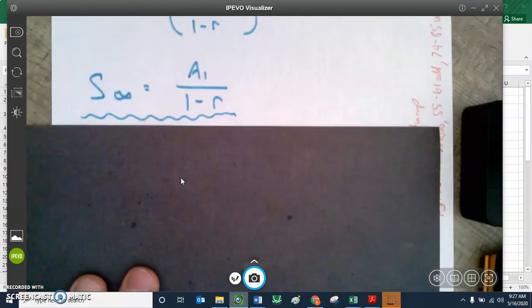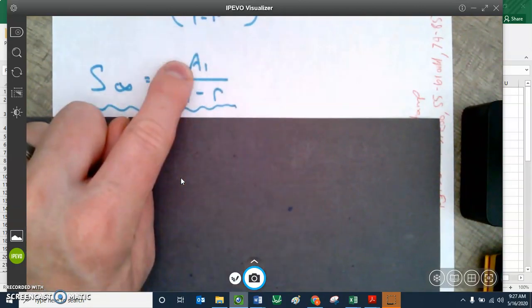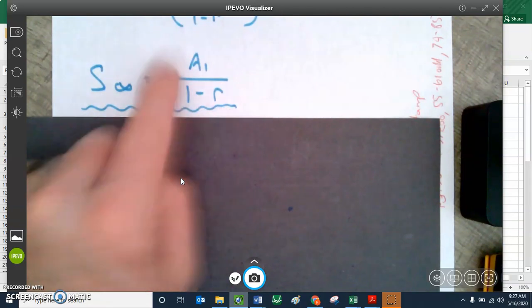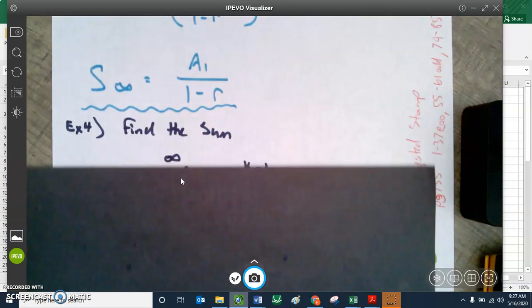If you want to add up all the terms of an infinite geometric series, geometric sequence, then we just need to know what the first term is, and we need to know what r is. We can put it in this formula, and that will add up all the terms for us. Okay, let's do one example and be done with this.